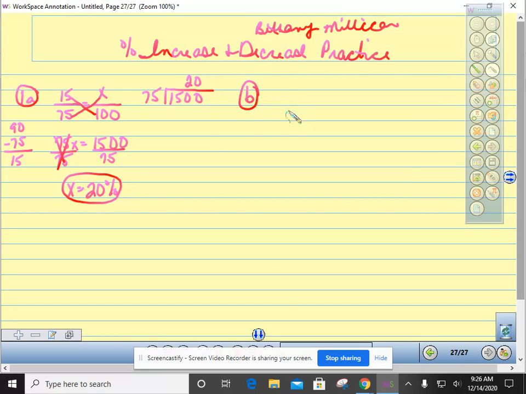What does letter B say? 40 centimeters to 60. 40 to 60, right? So what was the original? 40. What is the difference, the change? 20. Good. Then you're going to solve that, and then you're going to move on to C and so forth. Does everybody understand? Yes, ma'am.